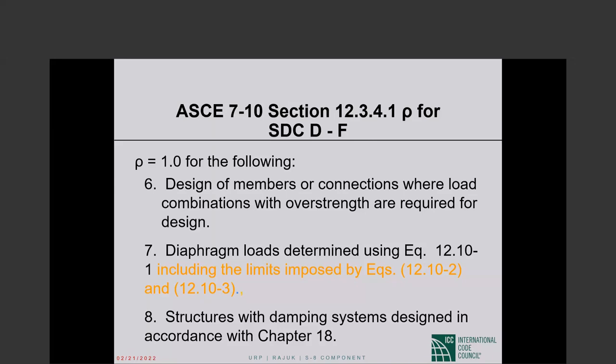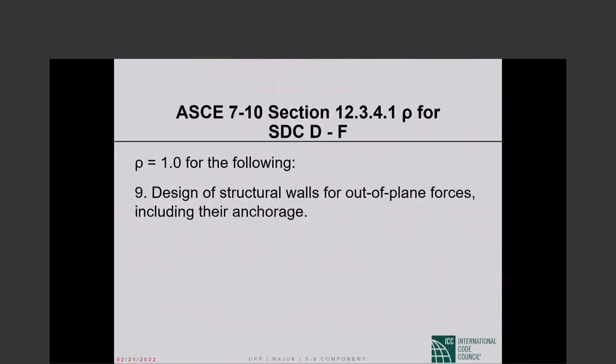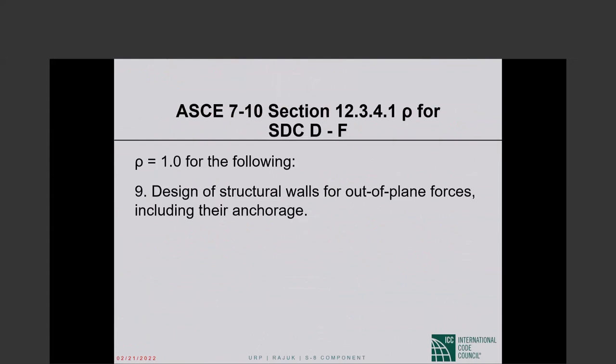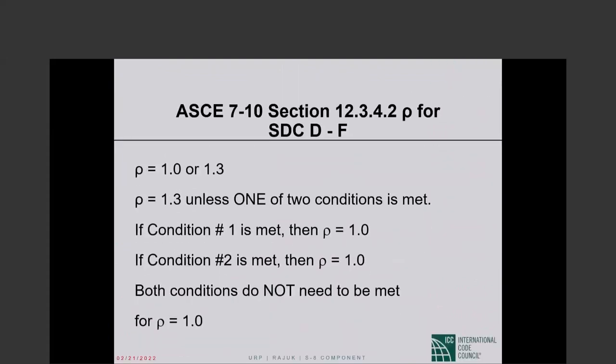Structures with supplemental damping systems that are designed by chapter 18 of ASCE 7: rho can be taken equal to 1. And finally, design of structural walls for out-of-plane forces. So when you design a wall for out-of-plane bending, including the anchorage of that wall to diaphragms and so forth, rho is equal to 1. So this long list is extremely useful. We use it all the time.